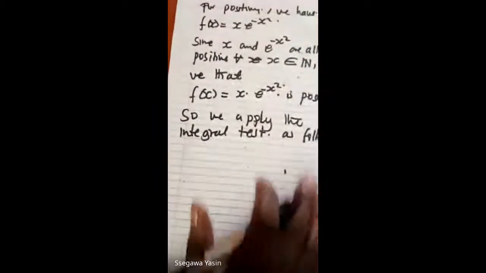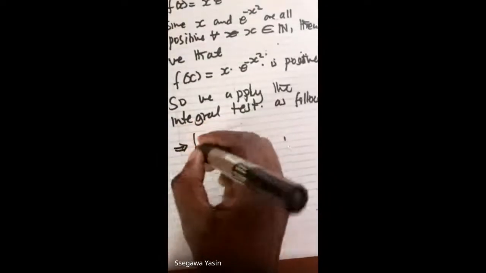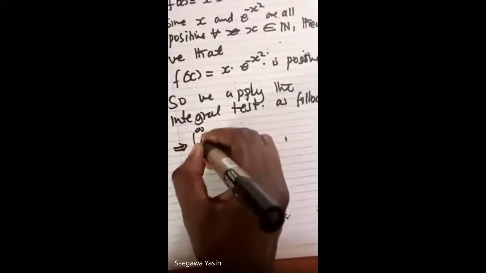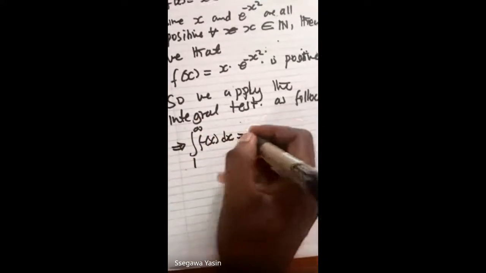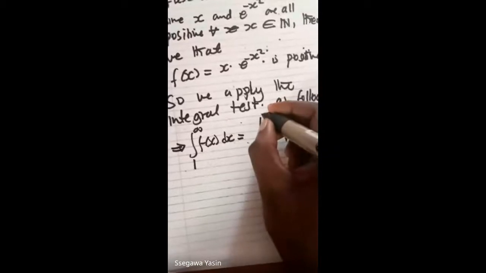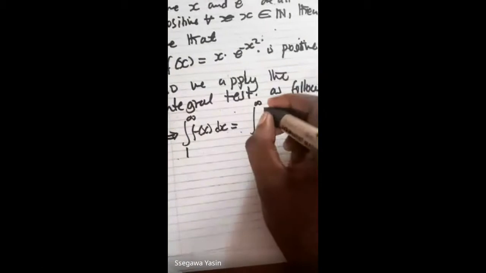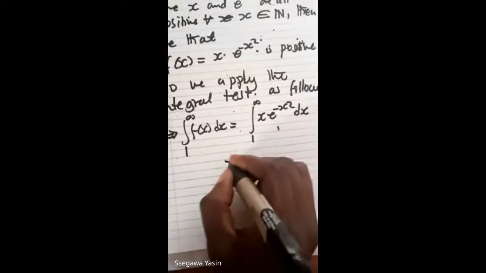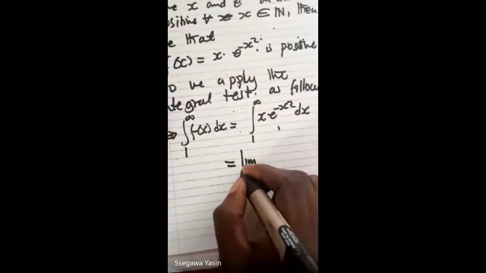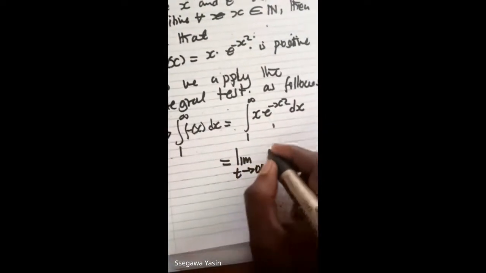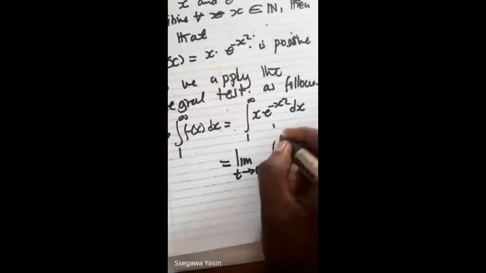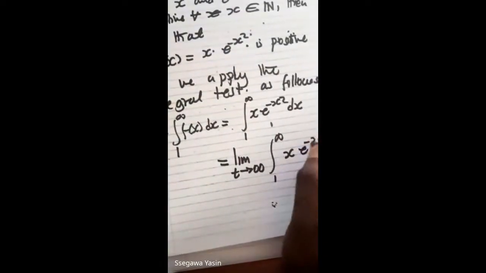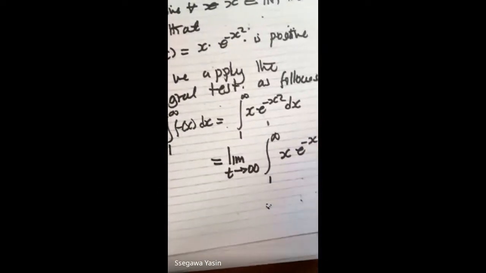And how do we apply it? This implies that the integral from 1 to infinity of f of x dx is equivalent to the integral from 1 to infinity of x exponential negative x squared dx. And this is the same as the limit as t goes to infinity of the integral from 1 to t of x exponential negative x squared dx.